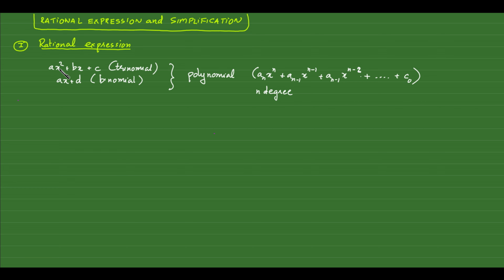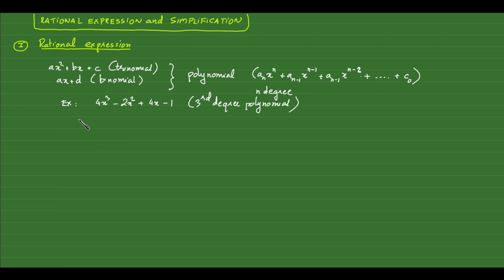So that's why sometimes we call the trinomial a second degree polynomial, and sometimes we call the binomial a first degree polynomial. We might have something like this, for example, 4x to the third minus 2x squared plus 4x minus 1. This is a third degree polynomial.